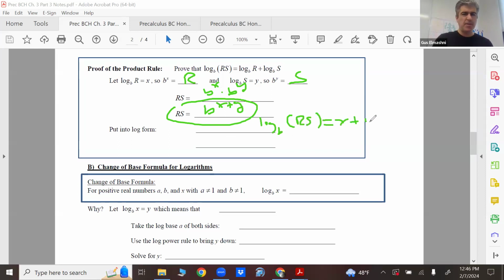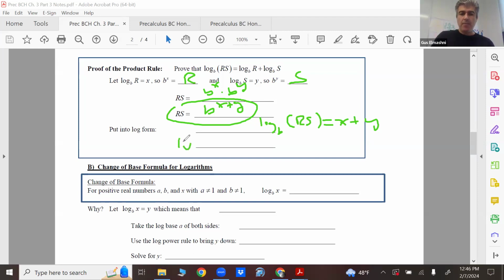Does that make sense, what I just did? How I transformed that, right? I made the base B, and the input is now RS. Remember, when you write a log, the whole point is to isolate the exponent, right? That's why I have logs in the first place, to isolate exponents. The exponent was X plus Y previously. Now it gets isolated, and the other side is a log.